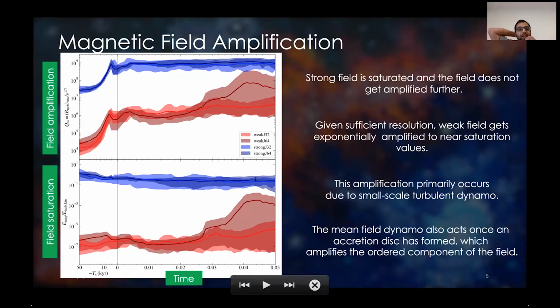So what that means is no matter how weak a field is during the formation of these stars, because of amplification of the field on exponential levels, the field can grow up and be saturated very quickly. So we should be expecting dynamically strong magnetic fields when we talk about population 3 star formation.